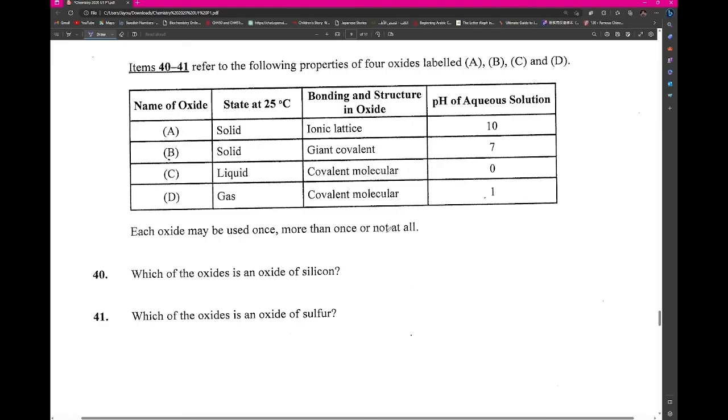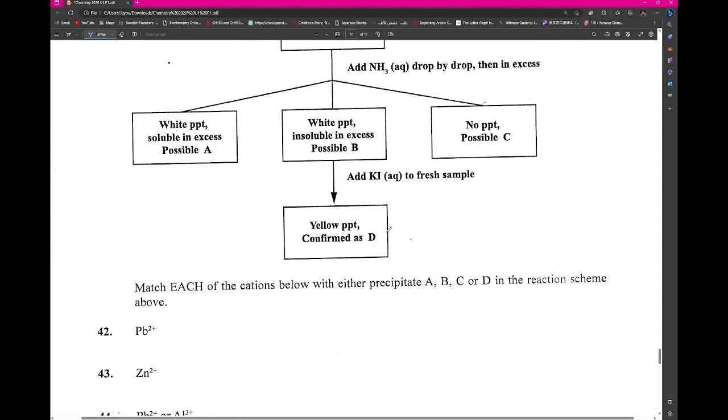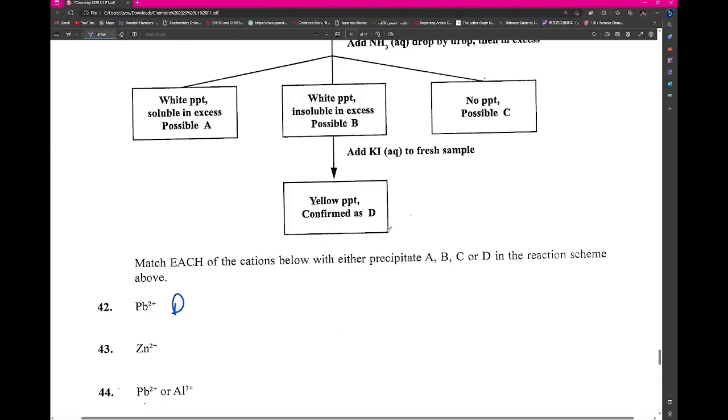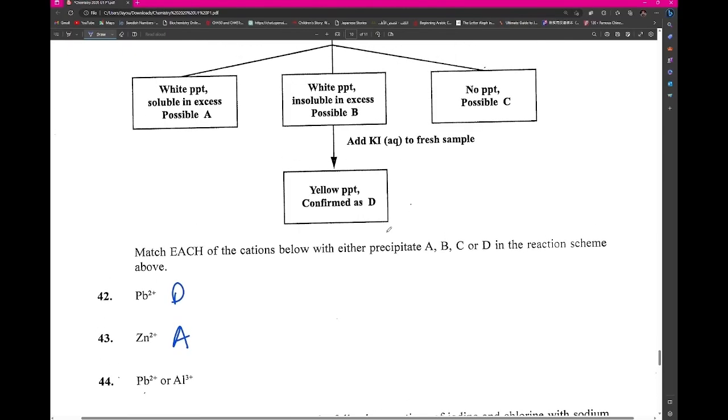Here now, which of the following oxides? Oxide of silicon should be B, giant covalent. Oxide of sulfur should be A. Alright. Here, lead would form the golden precipitate. D. Zinc is soluble in excess ammonia, and aluminium should give a white precipitate. So B.